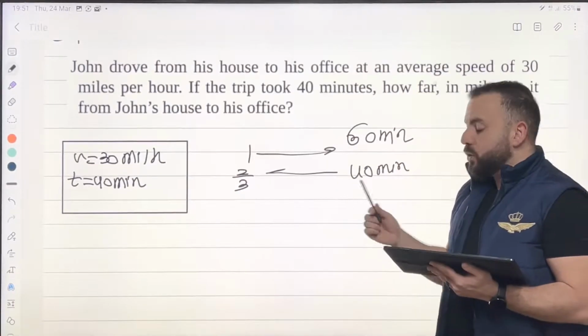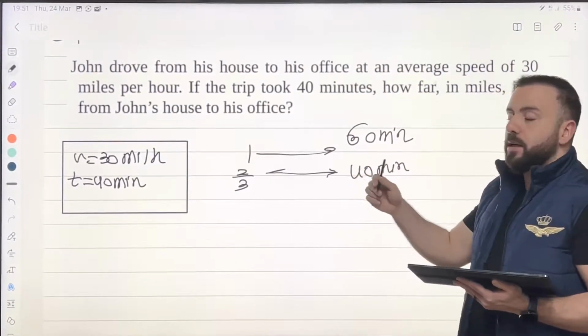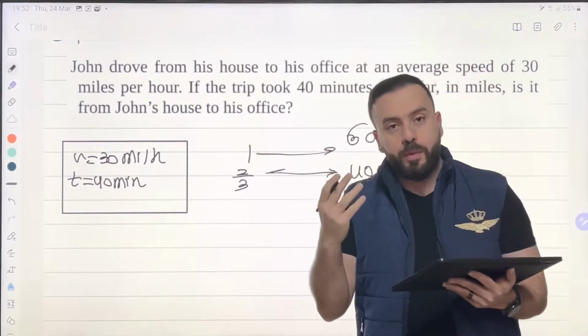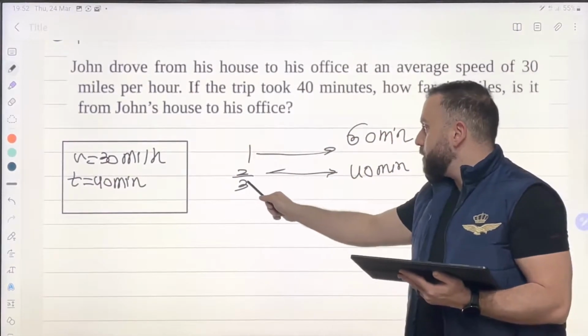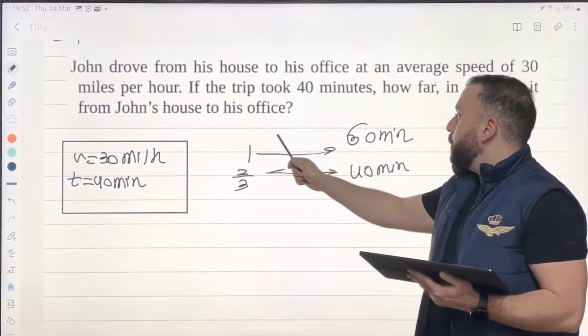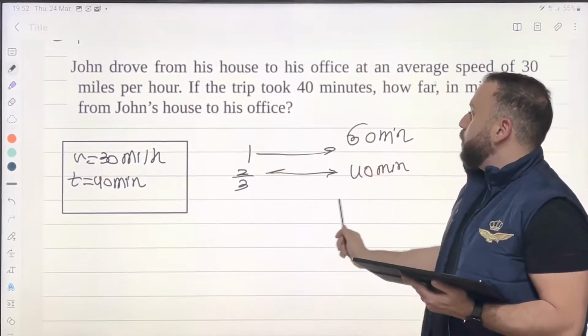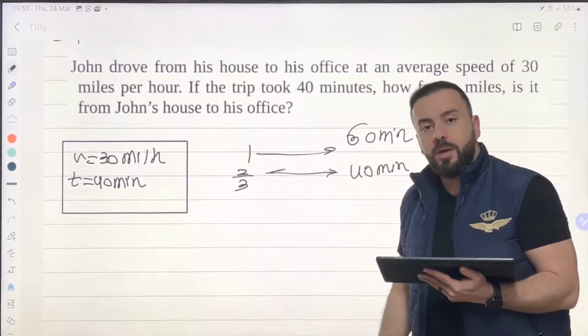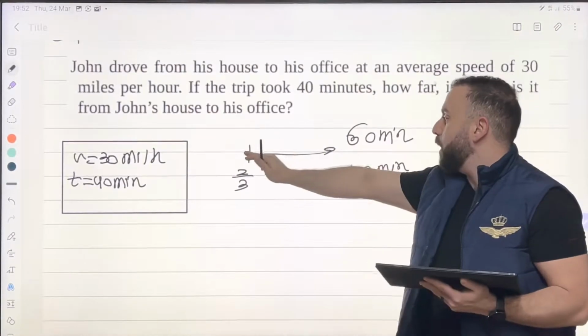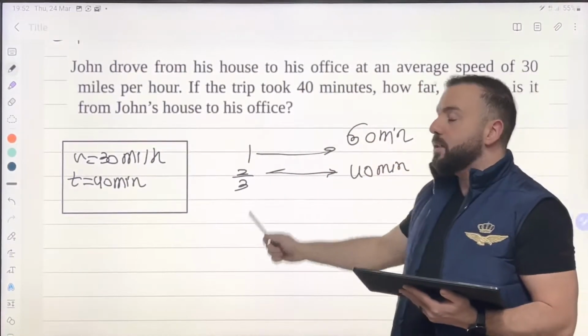If you solve it, you remember that we did it in ratios and proportions. If I want to get this part, it's 40 multiplied by 1 divided by 60, which is going to be equal to 2/3. 40 multiplied by 1 divided by 60, and that's the time.